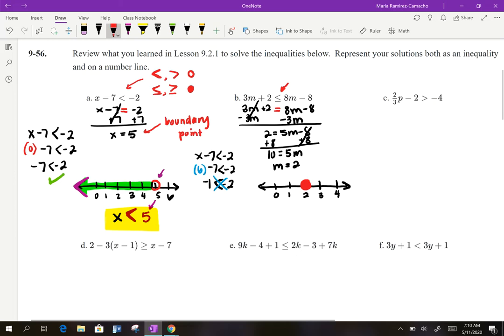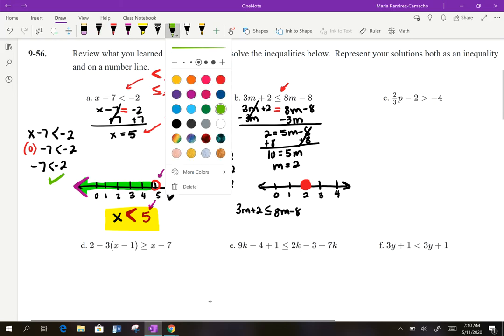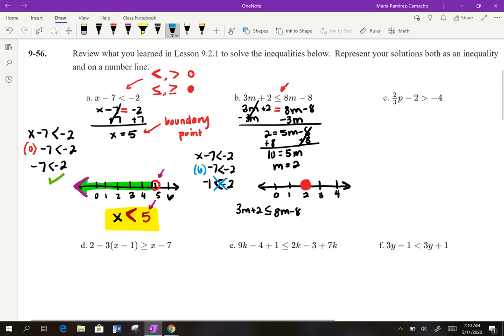I'm going to take my original inequality. Let me write this in black ink. And let's plug in 0. So 3 times 0 plus 2.